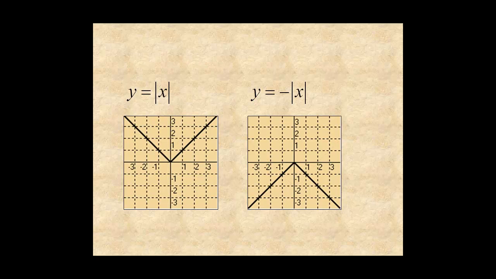For this graph, the function was multiplied by -1. The y-coordinate of every point was multiplied by -1, and the graph flipped over and opens down. This is called a vertical reflection.